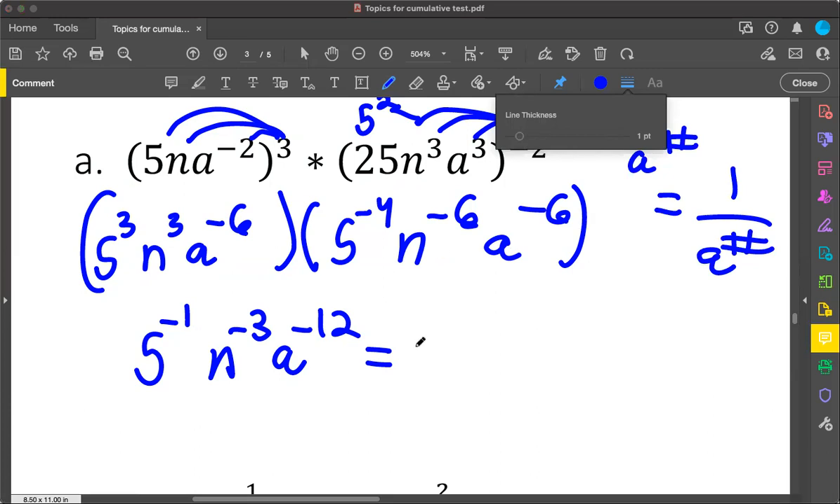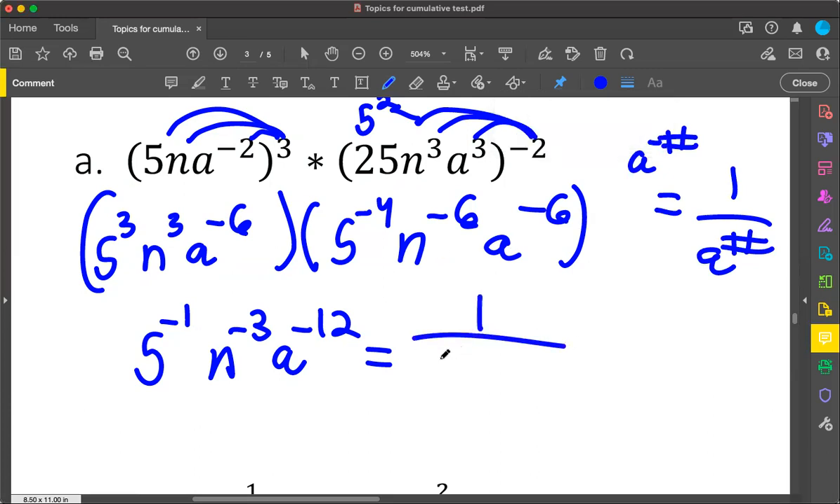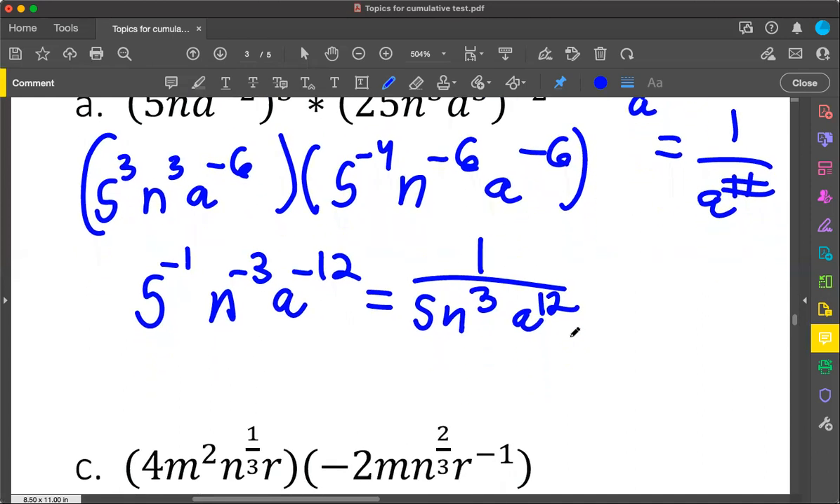What do you think? So rewrite all of this as a fraction, because I prefer to not have negative exponents in the final answer. It just lacks taste. You know what I mean? There you go. 1 over that.